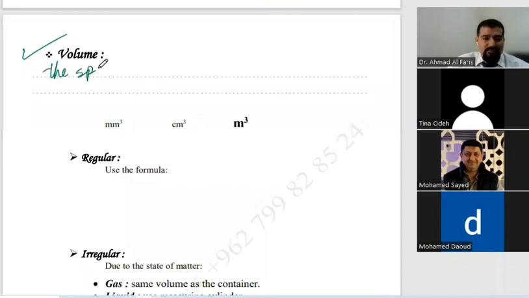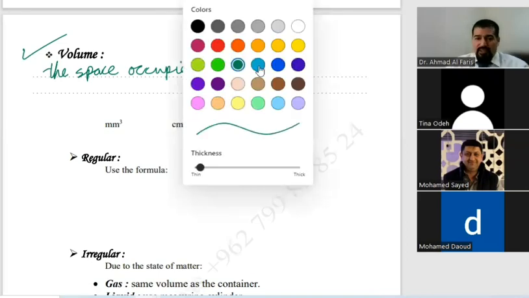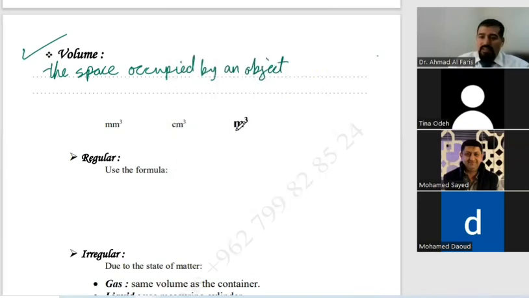The space occupied by an object. And because we are talking about 3 dimensions now, that means the unit is now meter cube. And we have to know how to convert from centimeter cube to meter cube. We divide by how much?